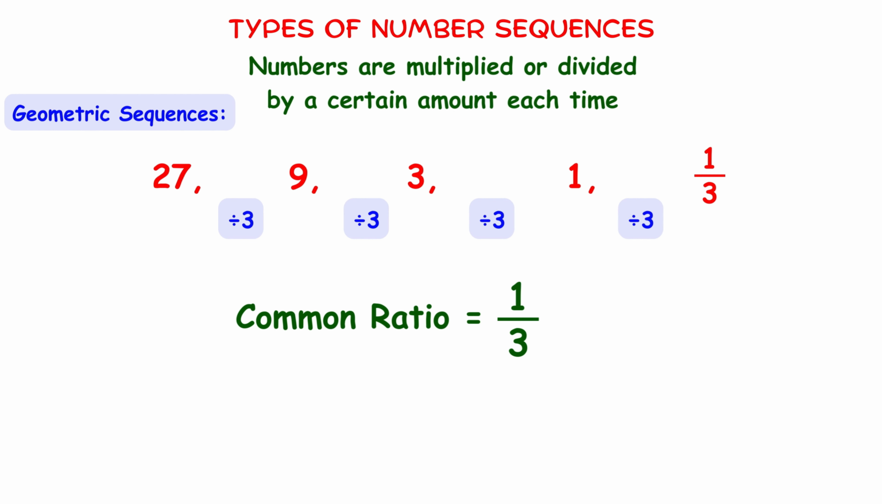To quickly sum up this video, there are two main types of sequences: arithmetic sequences, where a common difference is being added each time, and geometric sequences, where the terms are being multiplied by a common ratio each time.